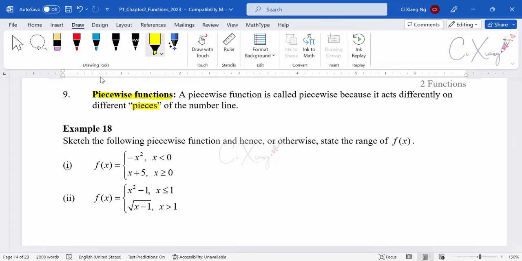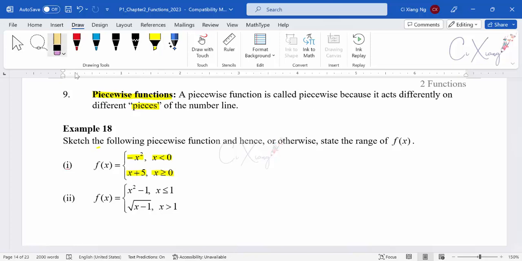Okay, you can have a look at example 18. For part 1 and part 2, the function here generally has two different expressions for different domains. Where x is smaller than 0, we take the expression negative x squared. But when x is greater than or equal to 0, we take the function x plus 5. So this is what we call a piecewise function.